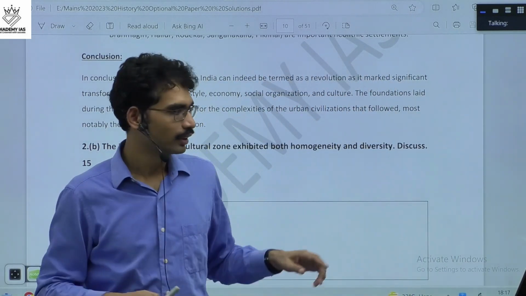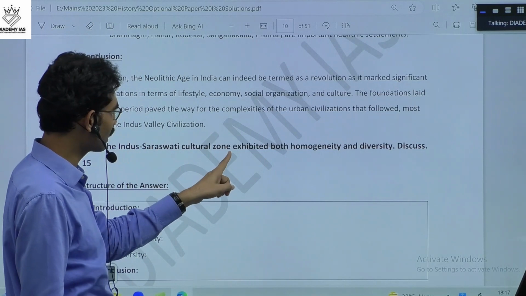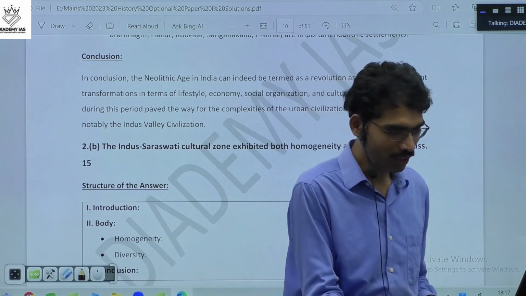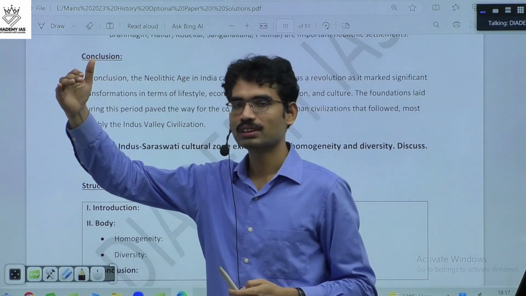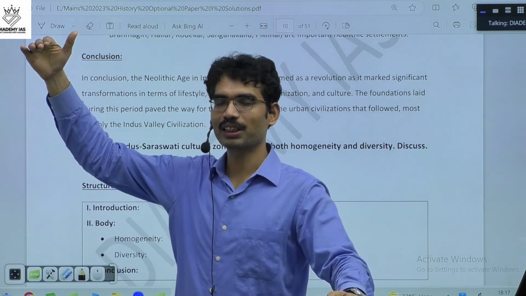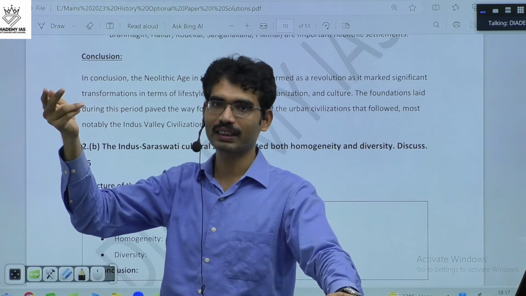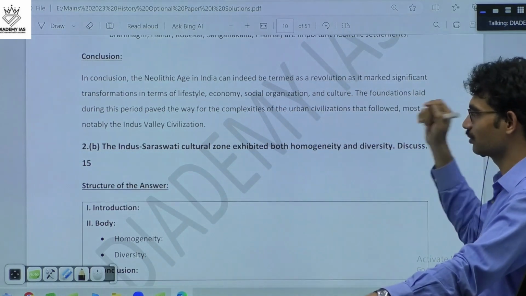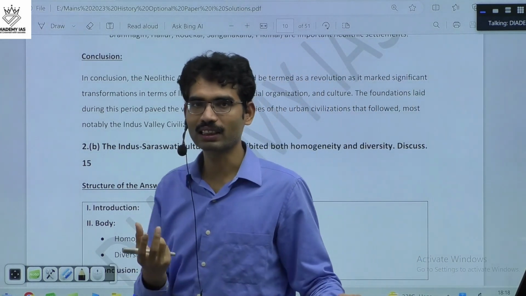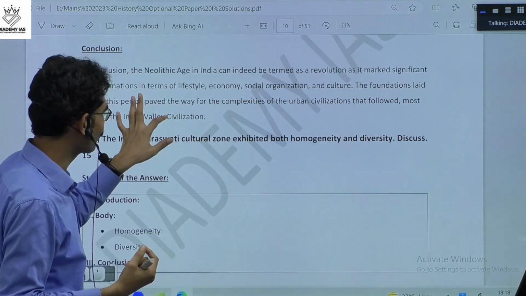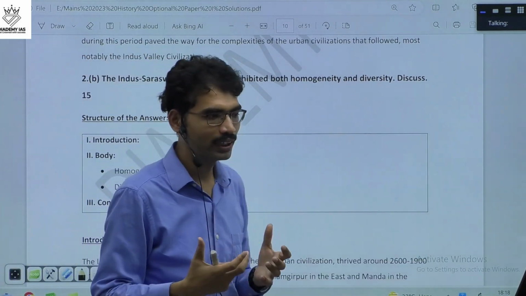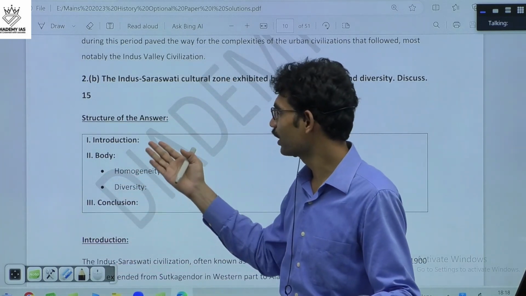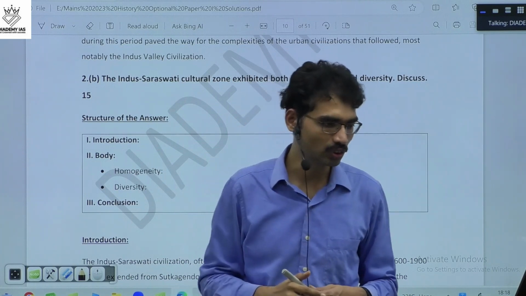Second one. The Indus Saraswati cultural zone exhibited both homogeneity and diversity. Discuss. Now you see how syllabus-wise questions are coming. First the prehistoric period came, and in our syllabus, next Indus Valley civilization will come. And the second question is about Indus Valley civilization. Indus Saraswati cultural zone is nothing but Indus Valley civilization. There are different names for Indus Valley civilization. One is Harappan civilization. Second is Indus Valley civilization. Third, the Indus Saraswati cultural zone.